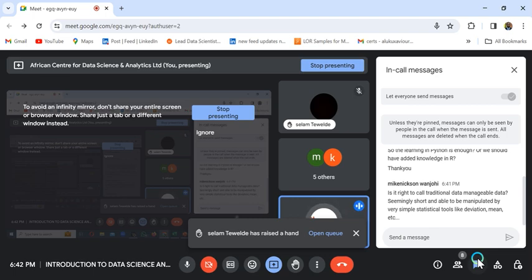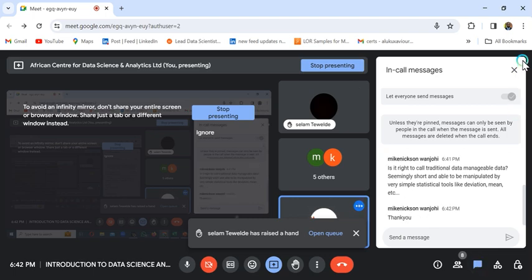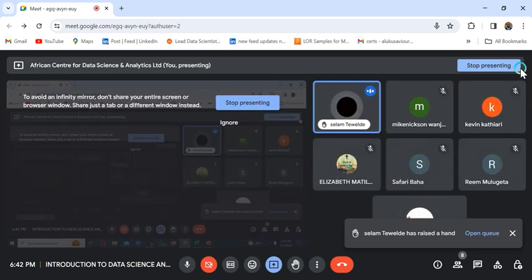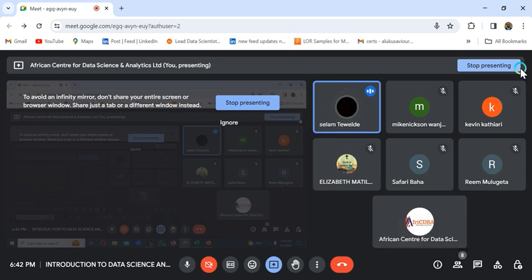Selam, you have a question? Yes, sir. I heard you saying that audio, texts, images, and numbers are forms of unstructured data. Yet previously you said that text and numerical values can be presented in the form of a table, and that's what we call traditional data. So I got confused when you said that there are forms of unstructured data.